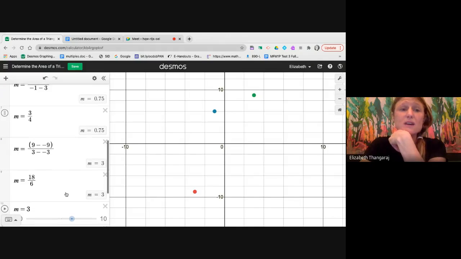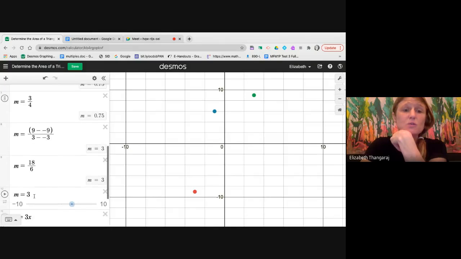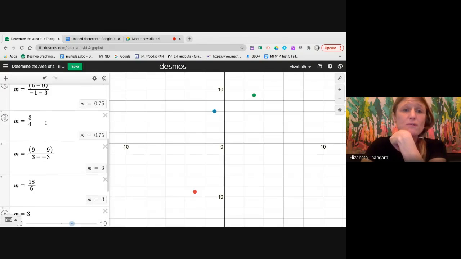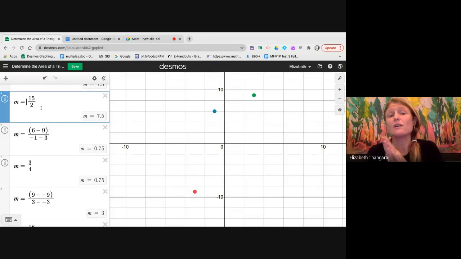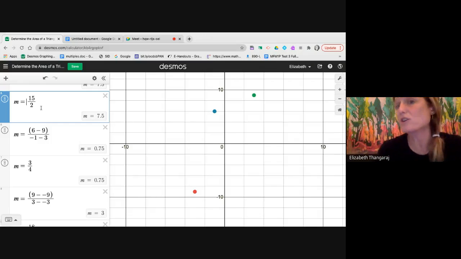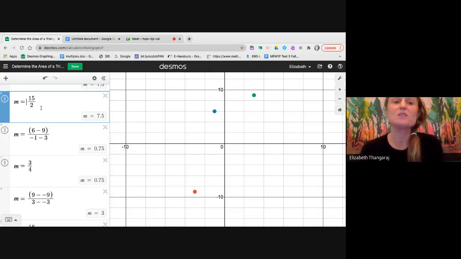And we can see that 18/6 or 3, or 3/4, or 15/2, none of those are negative reciprocals of each other. So that means, unfortunately, this is not a right angle triangle, which means it's going to take more work to find the area of this triangle.